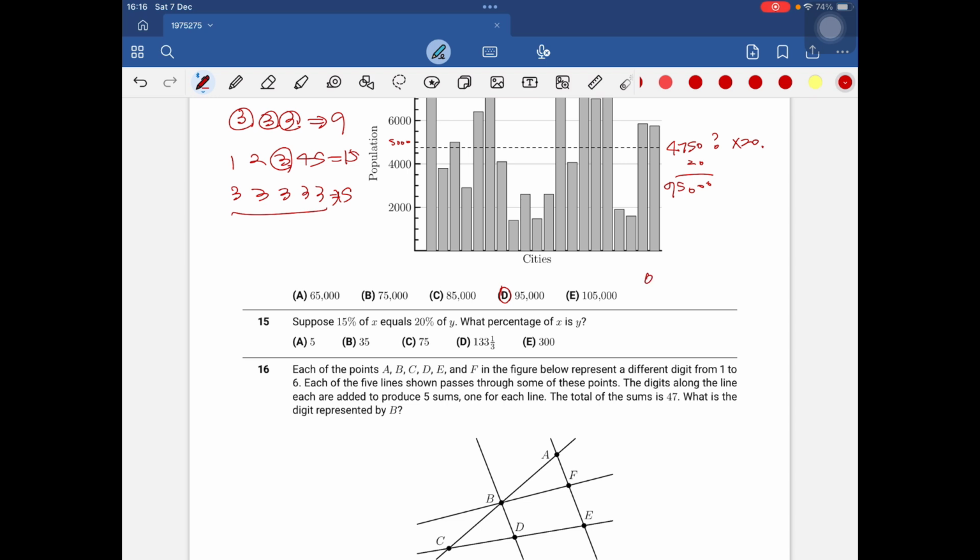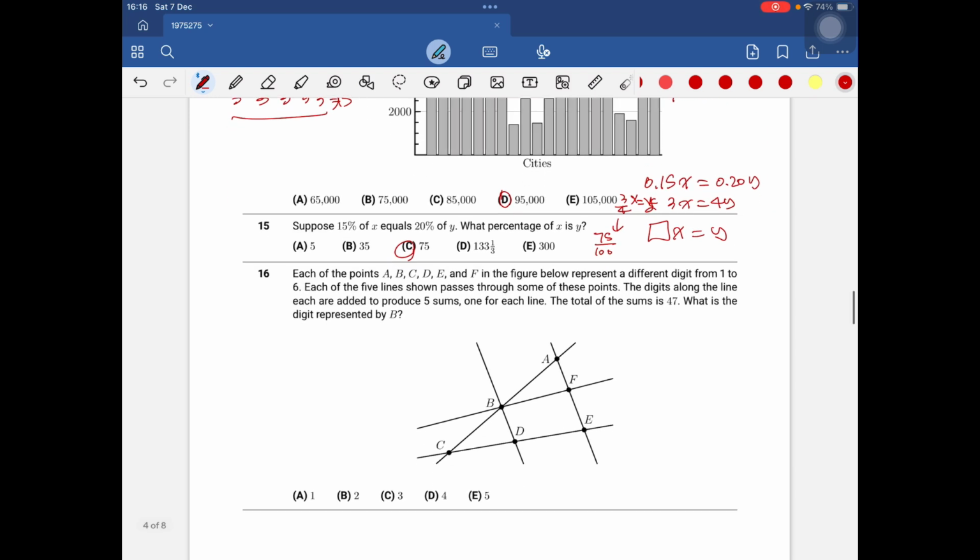Number 15. Suppose 15% of x equals 20% of y, so 3x becomes 4y. What percentage of x is y? From here we can say y equals 3 over 4 of x. 3 over 4 is 75% because this is 75 over 100. So 75% of x is y.